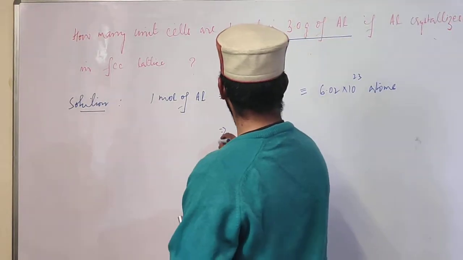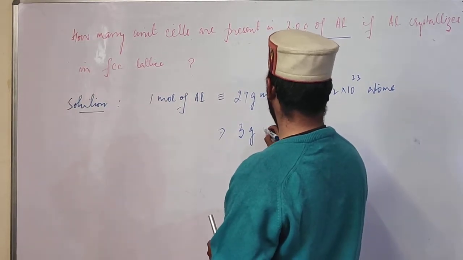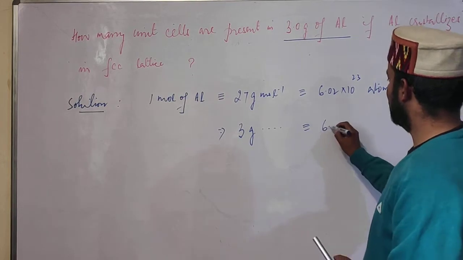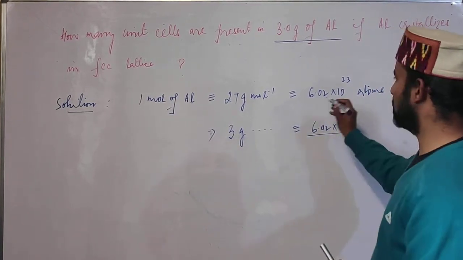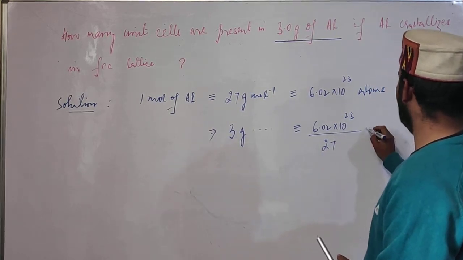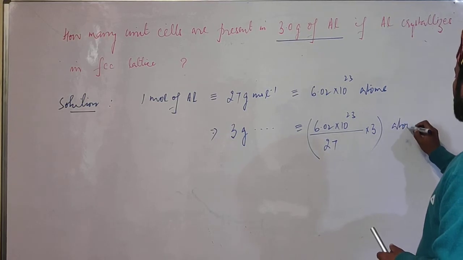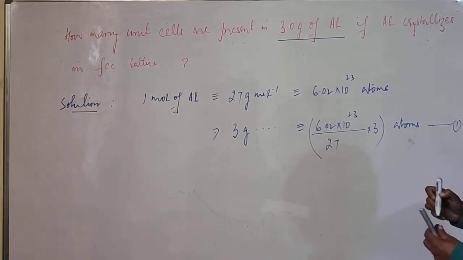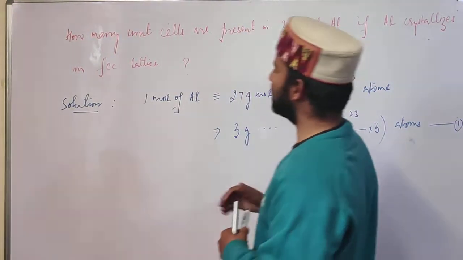So this implies 3 gram of aluminium would contain how many atoms? So we have this divided by 27 into 3 atoms. So students, this is the number of atoms which we have in 3 grams. But we have to find unit cells.